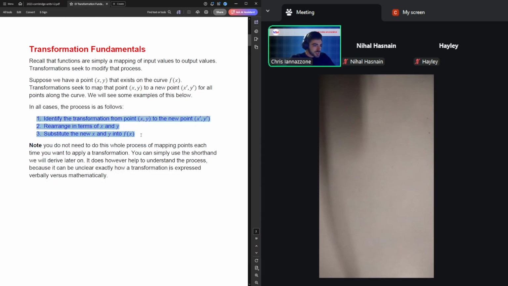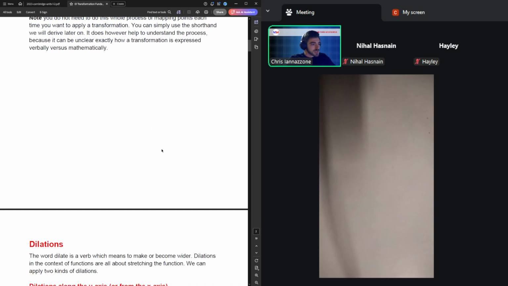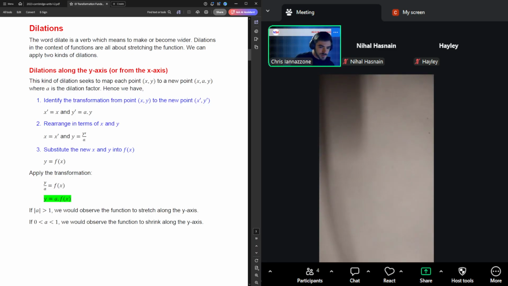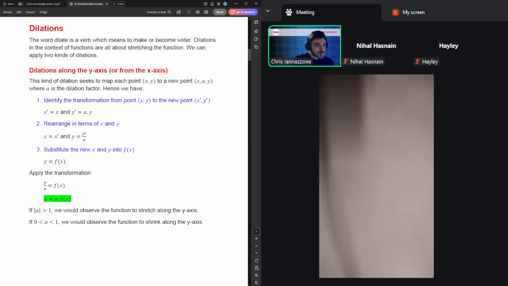This is the overall procedure as to how we apply transformations using this approach. You don't have to have that memorized just yet. We're going to have a look at a bunch of examples on how you can do that. The first kind of transformation that we'll have a look at are the dilations. So dilations are all about stretching a function in a certain direction, either in the y direction or in the x direction, horizontally or vertically.